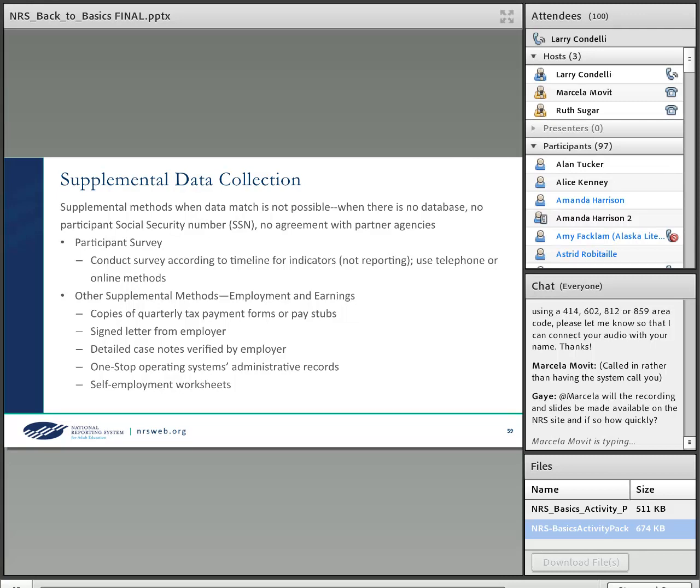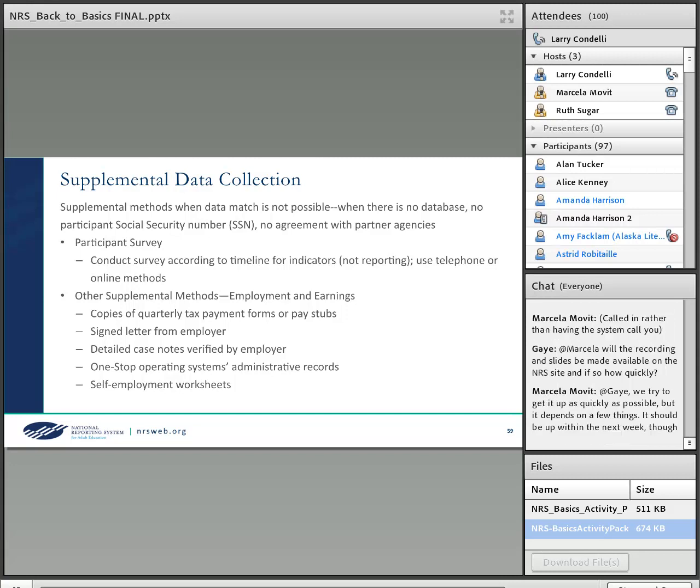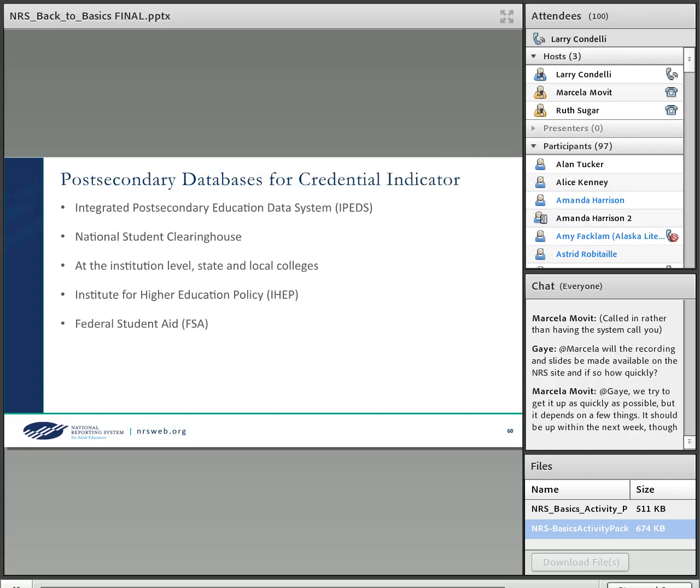And then there is a program memorandum put out by OCTAE several years ago about supplemental methods, and particularly for the employment and earnings. And here's a list of some of the allowable methods for doing that, such as getting tax payments, pay stubs, letters from employers, notes verified by the employer. If you have a relationship with One Stops, they may have them, or if the participant is self-employed, collecting that information from the participant directly. And as I said, there are many resources I'll talk about that you can use for that.